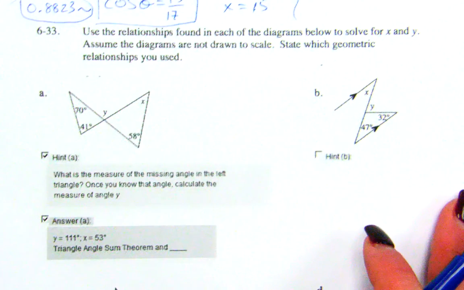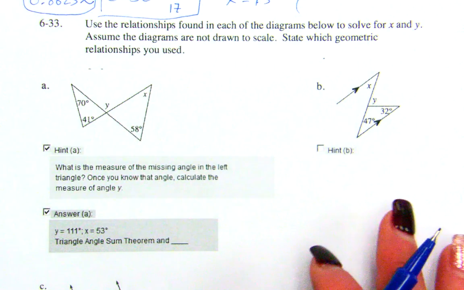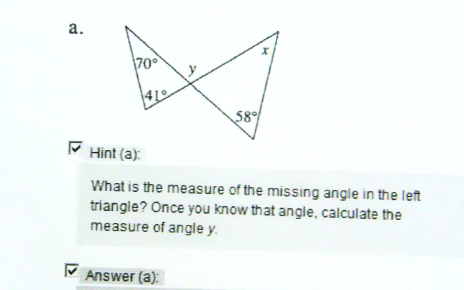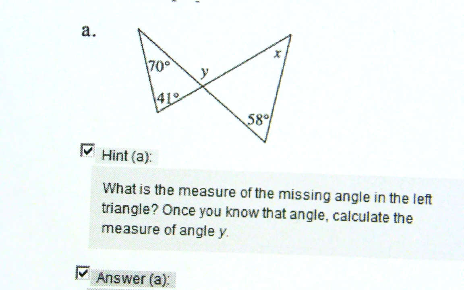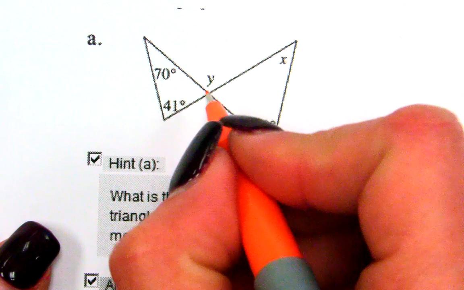Okay. Next one, 33. Use the relationships found in each of the diagrams below to solve for x and y. Assume the diagrams are not drawn to scale, but you can still infer some information. State which geometric relationships you use. So for part A, we have intersecting triangles, and the diagrams are not drawn to scale, but certain properties still do hold.